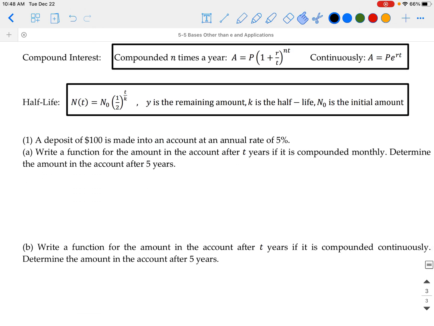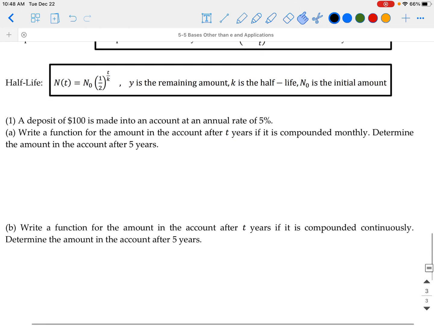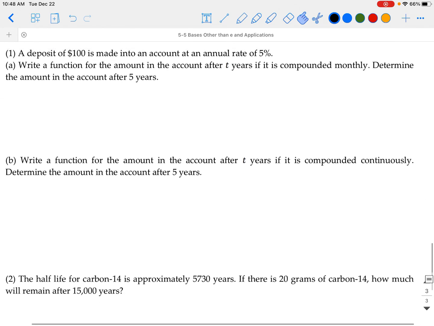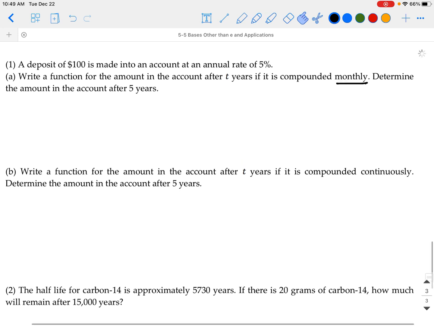All right. So let's see. Number 1, we're going to consider 2 scenarios. A deposit of $100 is made into an account with an annual rate of 5%. So it says write a function for the amount in the account after t years if it's compounded monthly.